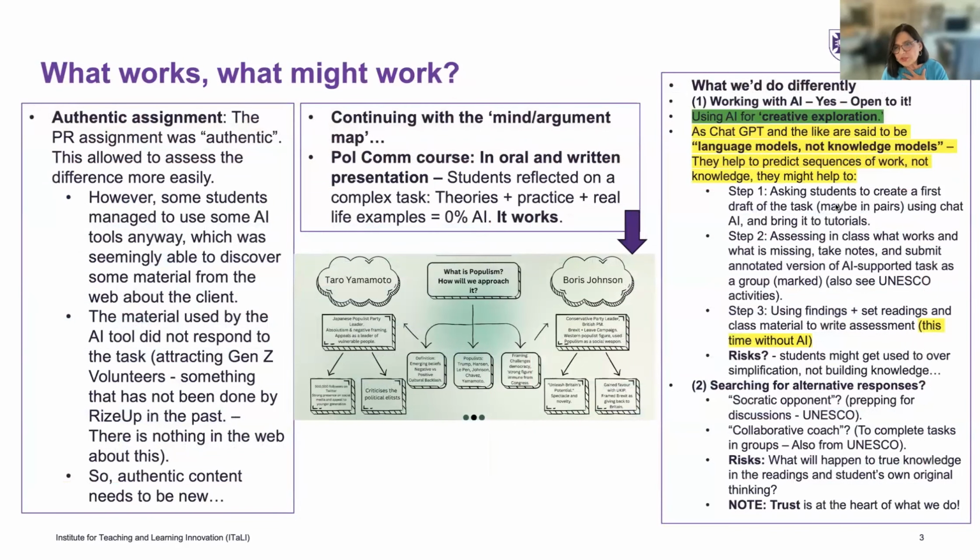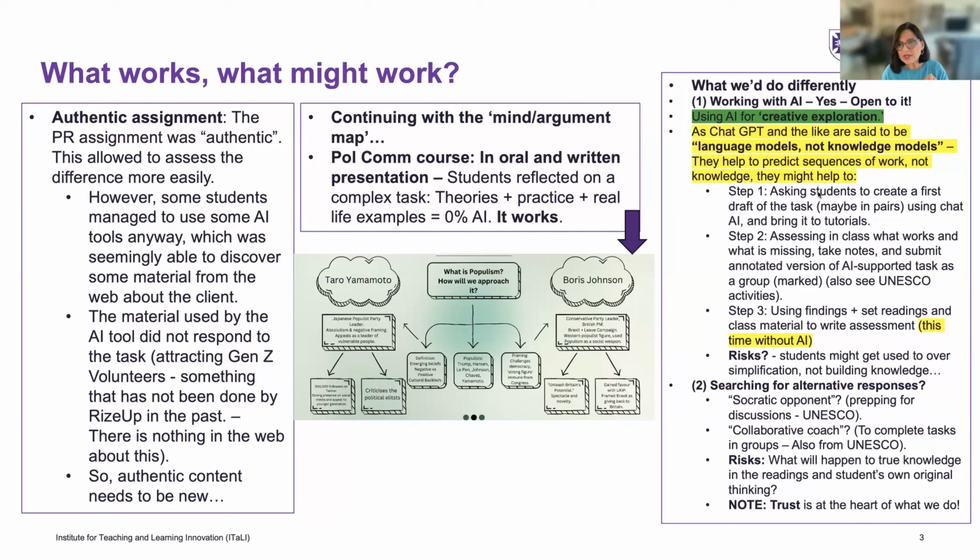So what could I do differently? Well, as I said, ChatGPT and other AI are language models, not knowledge models. They predict sequences of words, not knowledge. They might help students, for instance, by applying some of the UNESCO activities, and I don't know if you have seen that document about how to teach with this.